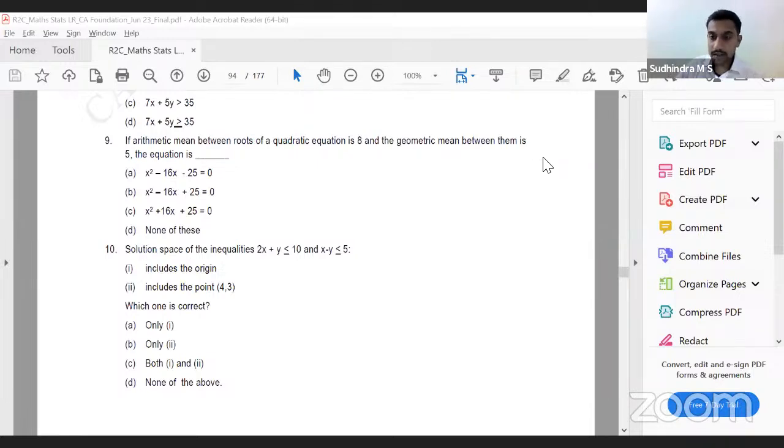Because the points are (0, 10), (5, 0), (0, 5) and (5, 0). No sir, (4, 3) is also included in it? No sir, (4, 3) is not in the solution. We'll discuss that. (4, 3) would be outside the region.